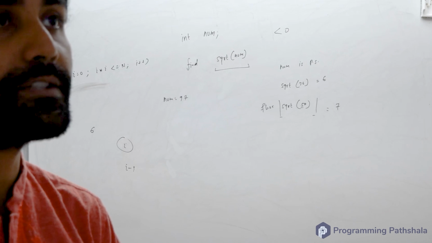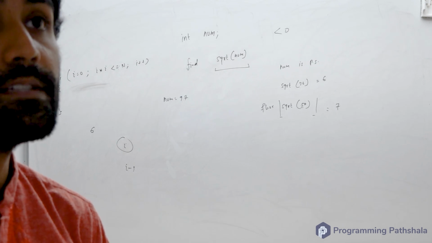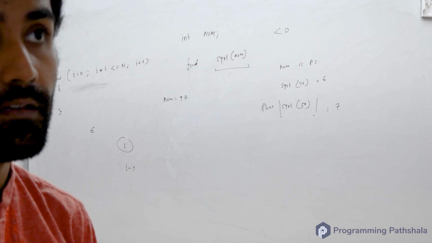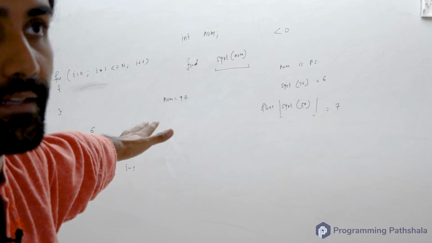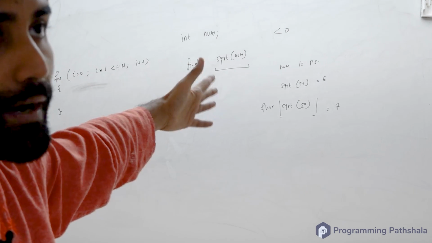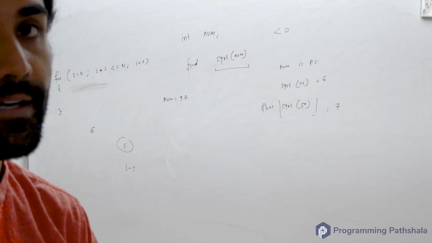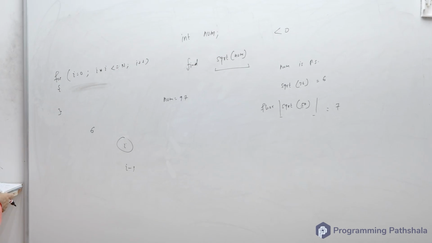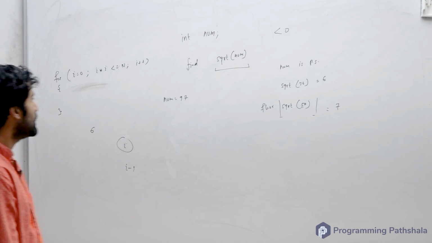What is the time complexity of this approach? This is order of square root of n, because your code has started from 0 and it has gone until square root of n. But is there a way to do it better? Can I do something better? So the answer is yes, I can do something better.